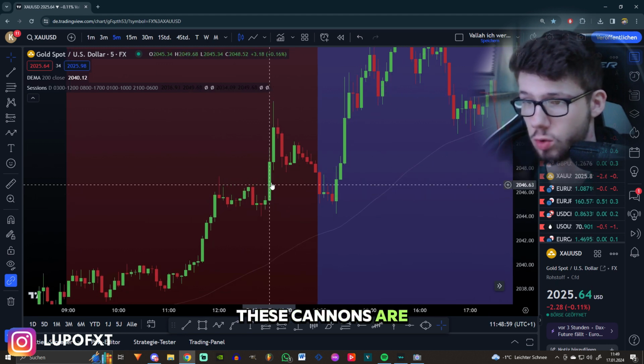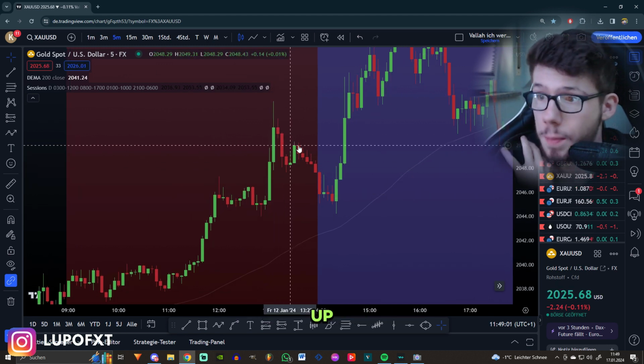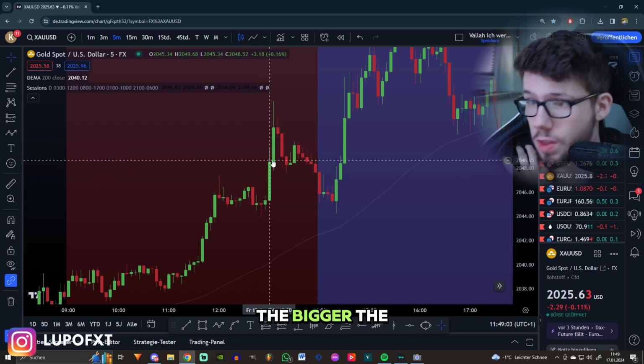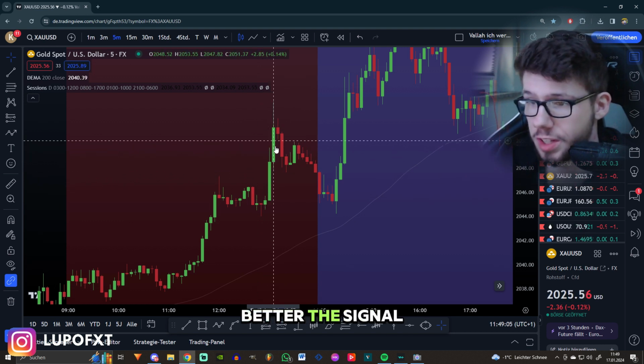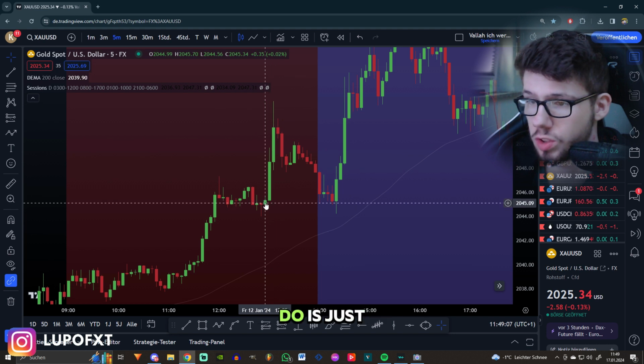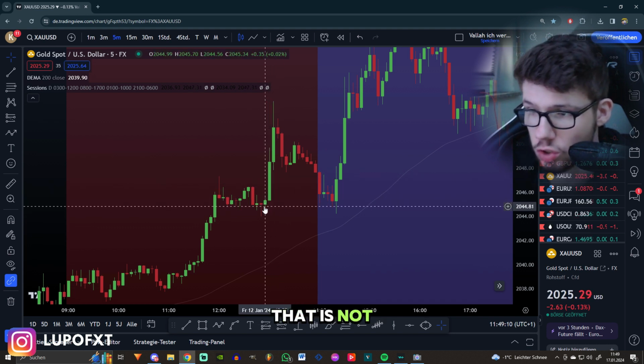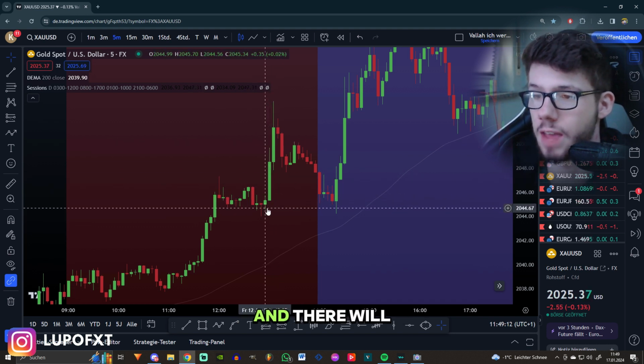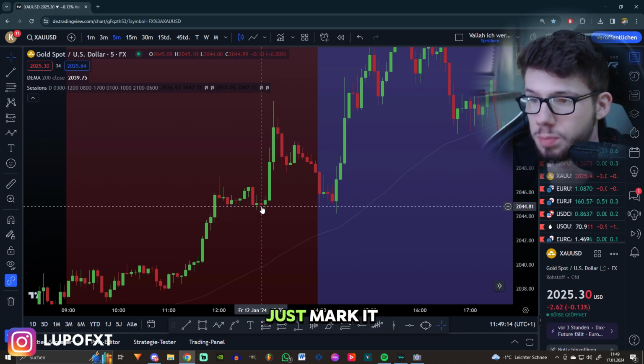But here, these candles are crazy. They tell us we want to go up. We want to go up like crazy. The bigger the candles, the better the signal. And what I would be wanting to do is just take the last candle that is not going into the direction, right? And that will be this candle here, and we would just mark it up.